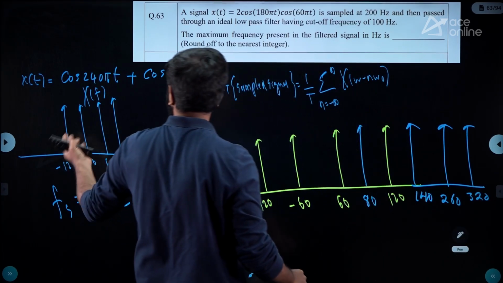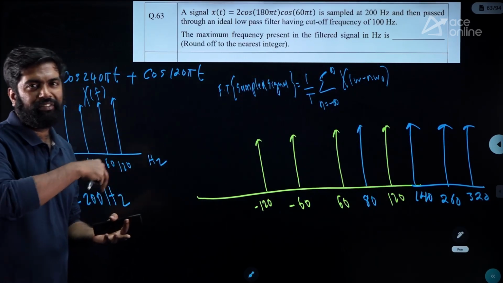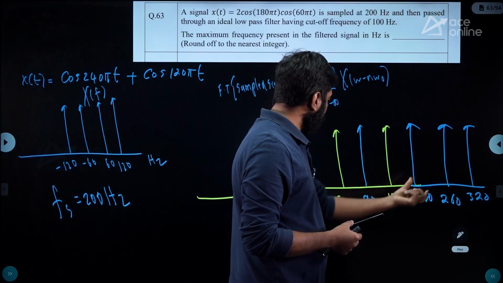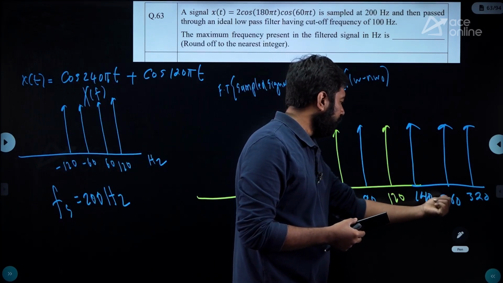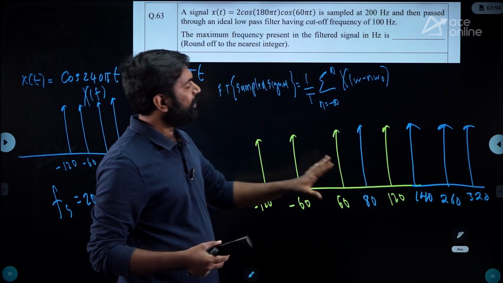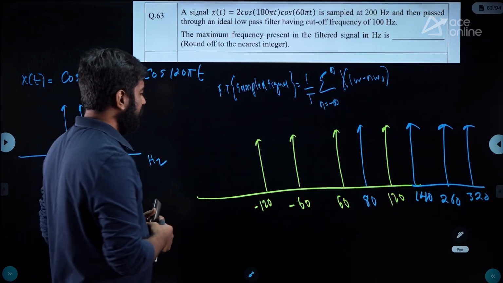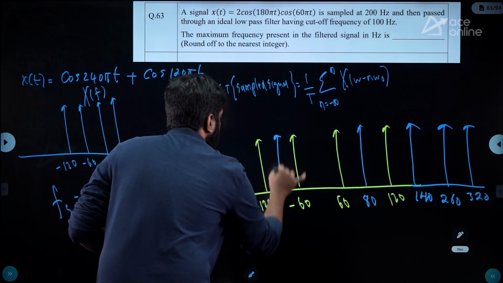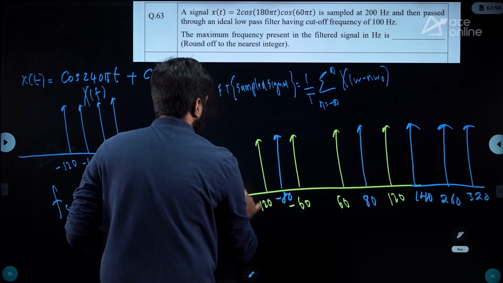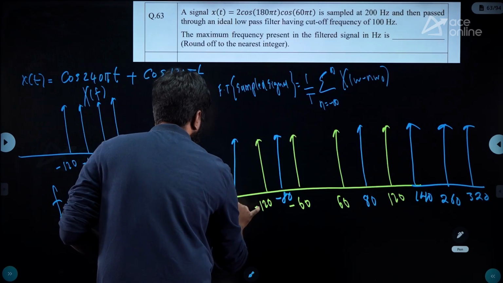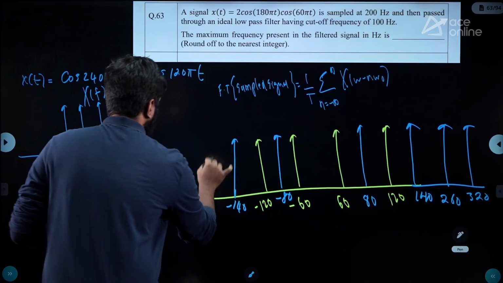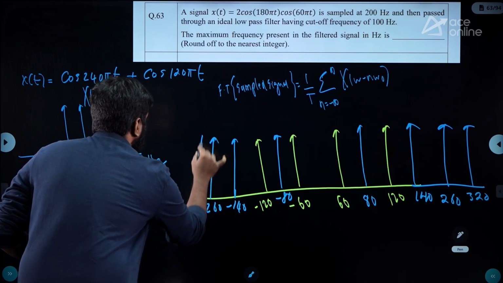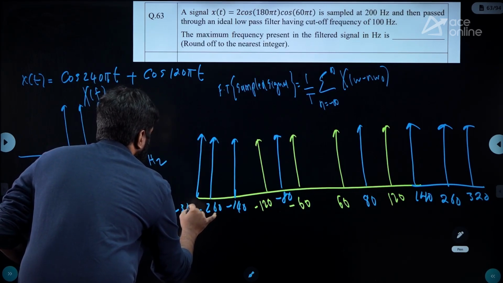If you have shifted this towards the right, you should also shift towards the left, because here you have n equal to minus 1 as well. So whatever you have drawn, like impulses at 80, 140, 260, 320, draw the same thing to the left side. So you'll have an impulse at minus 80, minus 140, impulse at minus 260, and an impulse at minus 320.